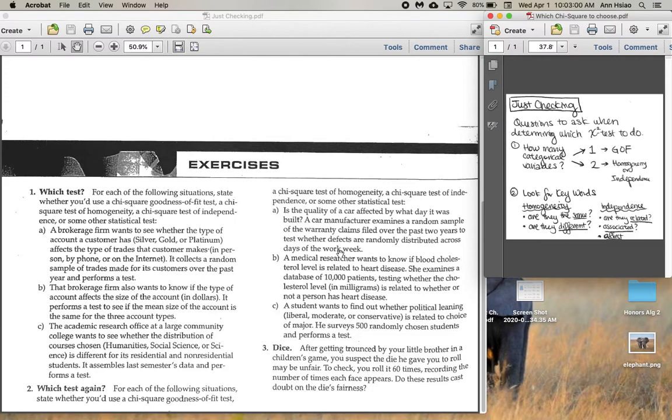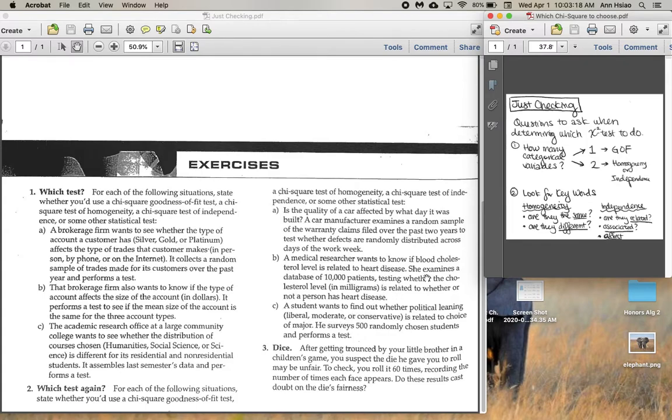So that's one variable, right? That's either Monday, Tuesday, Wednesday, Thursday, or Friday. That's one variable, which day of the work week. So because of that, part A is goodness of fit. All right, B, the answer here is other.